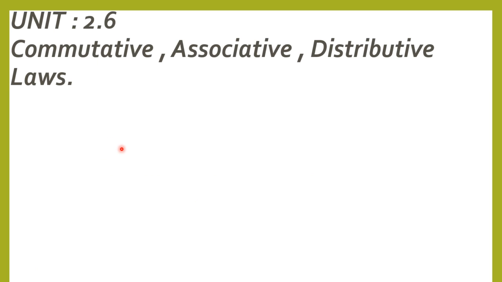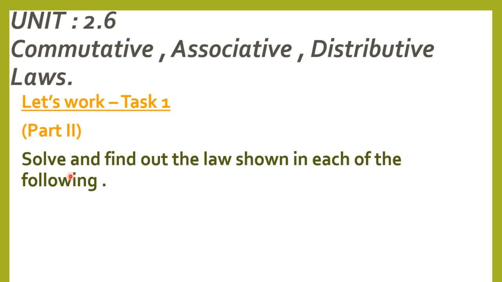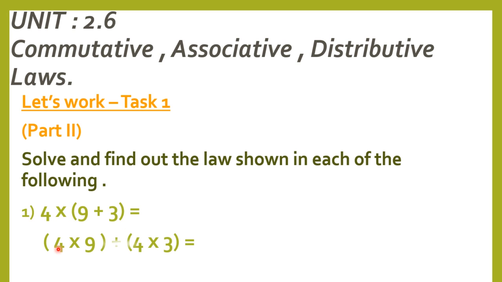Now let's do our task. Task 1 and part 2, which is: solve and find out the law shown in each of the following. First we have to solve and then mention the law. So the question is 4 multiplied by (9 plus 3) is equal to dash, and 4 multiplied by 9 plus 4 multiplied by 3 is equal to dash. First we solve this and then we find what law is shown in this statement.